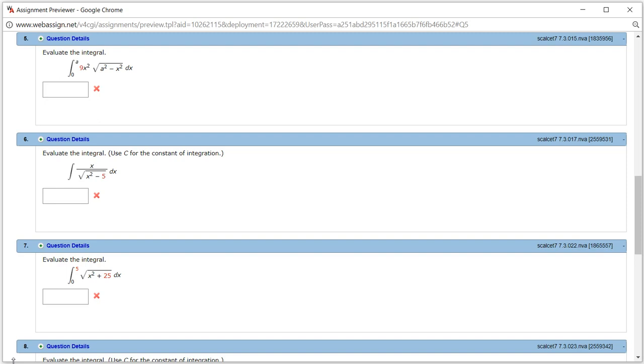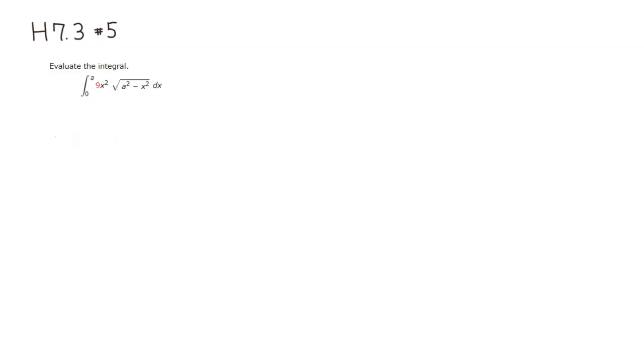Alright, let's look at homework 7.3, problem number 5. Since we have a square root of a squared minus x squared, this is the pattern for x equals a sine of theta. So we're going to let x be a sine of theta. Then we can just go through the usual drills.